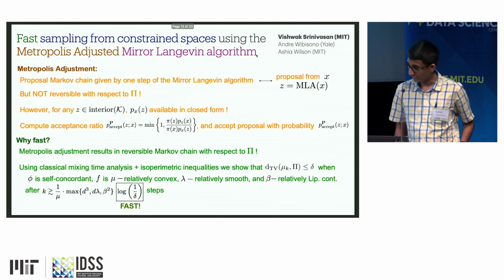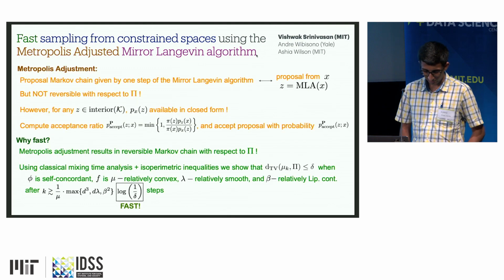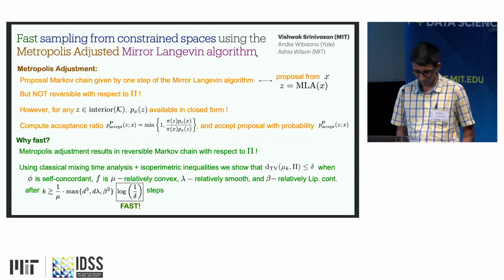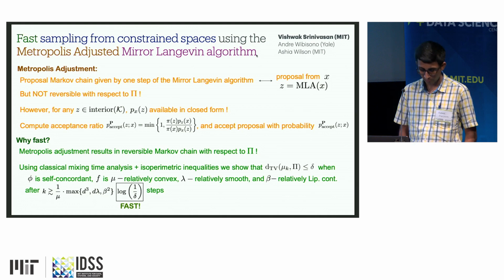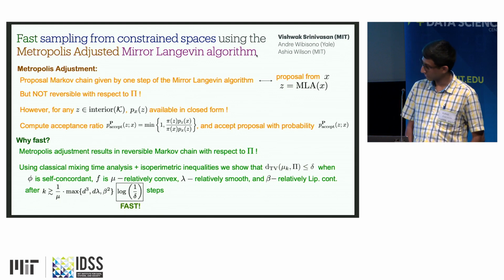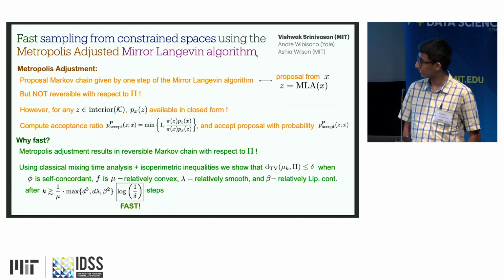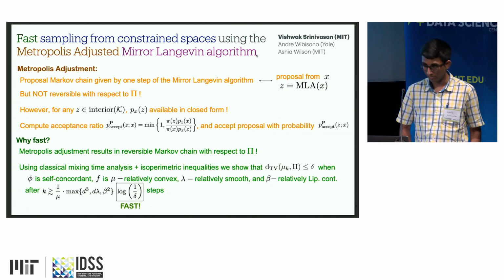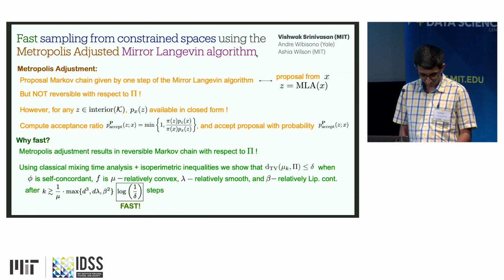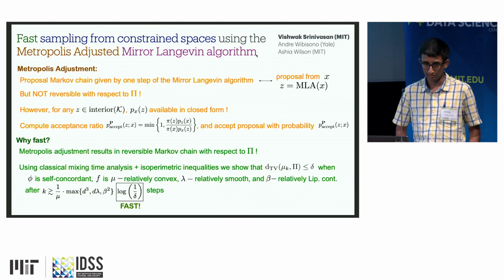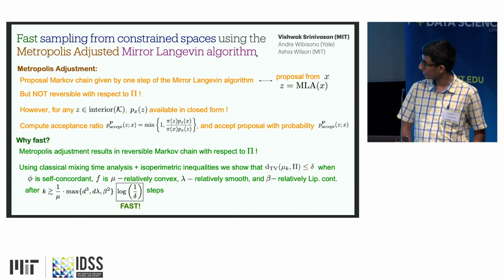So our work proposes a Metropolis adjustment to the mirror-Langevin algorithm. The proposal Markov chain, or distribution, is given by a single step of the mirror-Langevin algorithm, which is not reversible with respect to the target. Due to the availability of these proposal densities in closed form, you're able to compute an acceptance probability for a proposal generated by MLA and accept or reject based on that probability. This adjustment specifically results in a reversible Markov chain with respect to my target distribution pi.